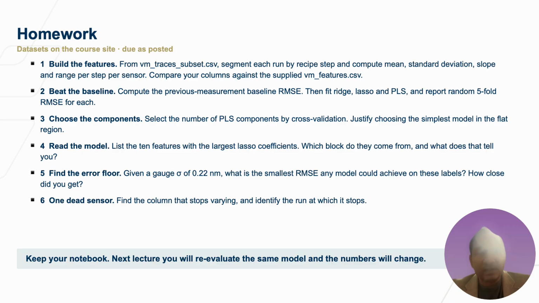One column stops varying partway through. Find it and find the run where it stops. It takes 3 lines of code and it is the check nobody runs. Keep the notebook. Next lecture will re-evaluate the same model and the numbers will change, and it is far more instructive if the first set of numbers is yours.